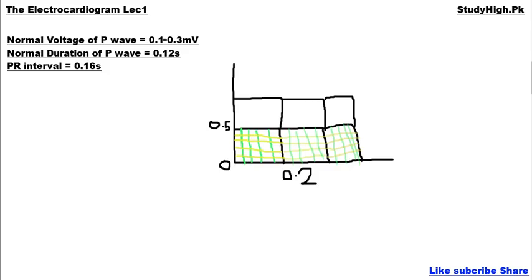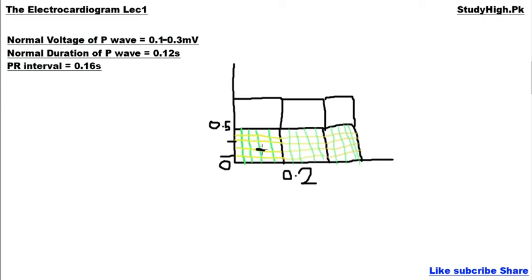To understand the normal electrocardiograph, first of all you must know the normal values of the different waves. First we will discuss the P wave. The normal voltage of the P wave is between 0.1 to 0.3 millivolt. As you know, one small box is equal to 0.1 millivolt and 3 boxes will be equal to 0.3 millivolt. So the average voltage of the P wave is between 0.1 and 0.3, and we will take the maximum or average voltage for the P wave.